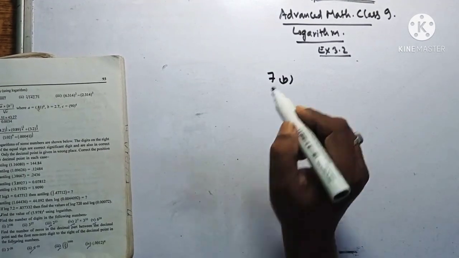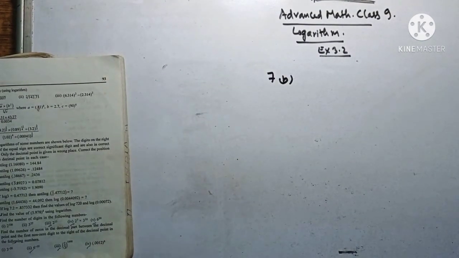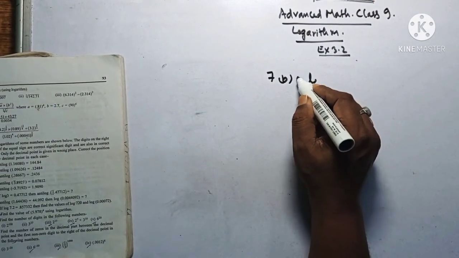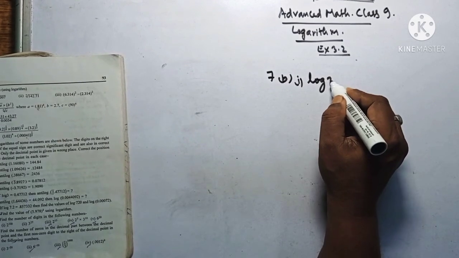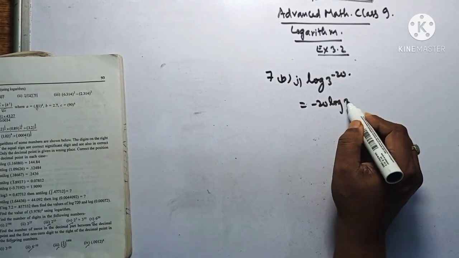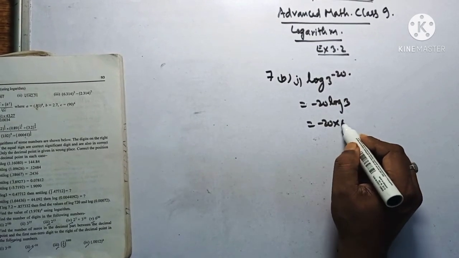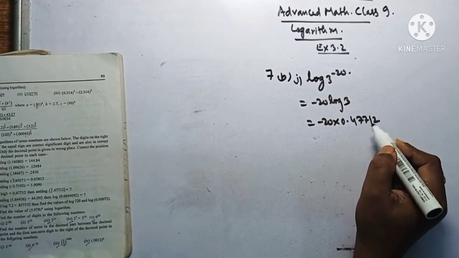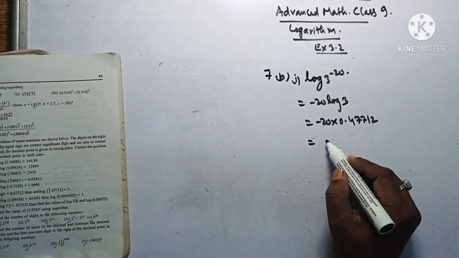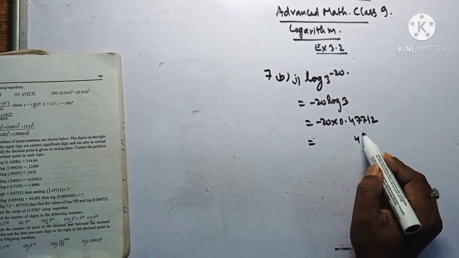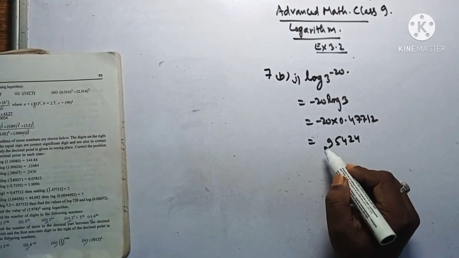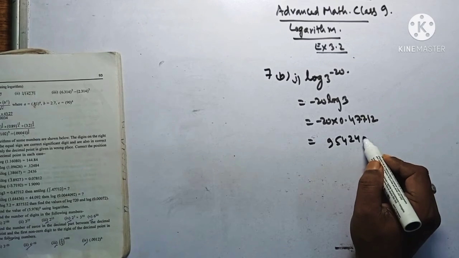Question 7b, you have to find the number of zeros in the decimal places between the point and the first non-zero digit. So again, first you have to take log 3 to the power of minus 20. So this will be minus 20 log 3, which is minus 20 into 0.47712. When you multiply it, it will come out to be 2 2s are 4, 2 1s are 2, 2 7s are 14, 5 1, 2 4s are 8, 1 9, and 0.